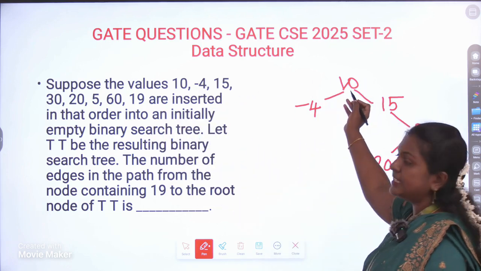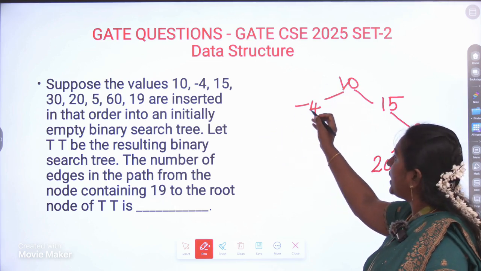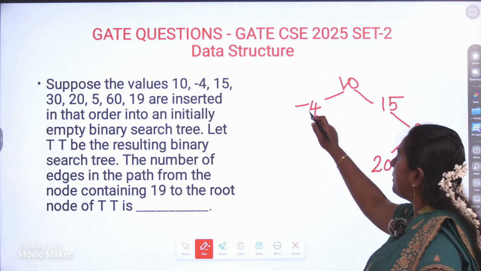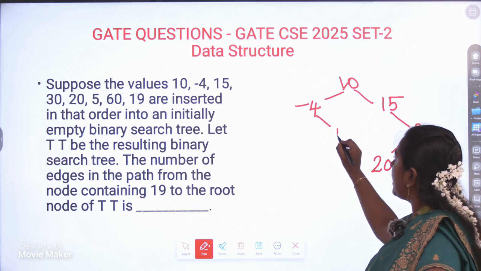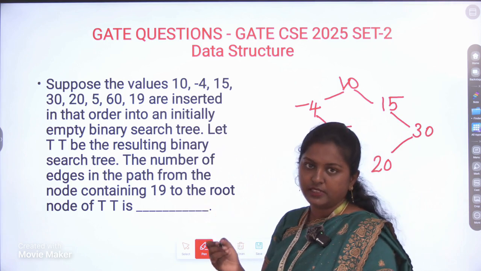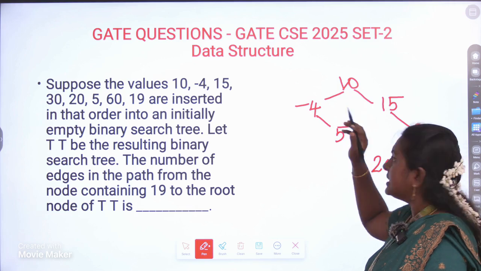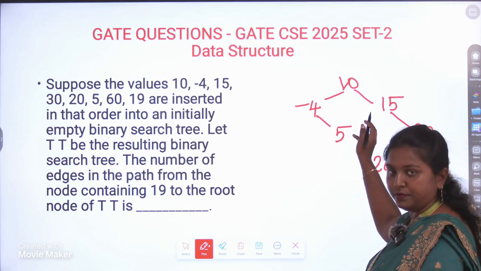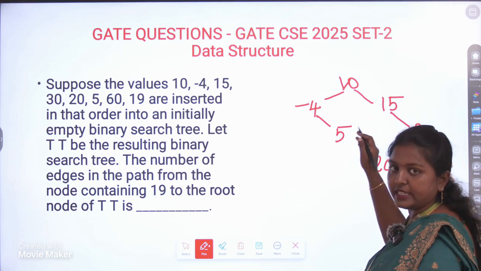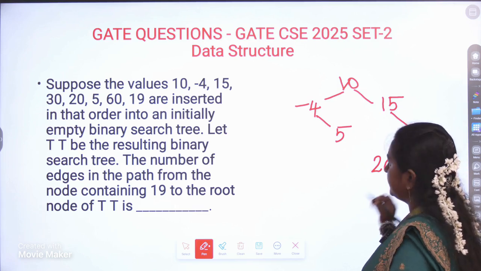Now 5 is less than 10, so it has to go in the left side, and when compared to minus 4 it is greater, so in minus 4's right side you have to insert the 5 value. The next value is 60, and you have to compare it with this 10, and obviously it is greater. Then 15 is lesser than 60, and 30 is also lesser than 60, so we have to insert them in the right side.